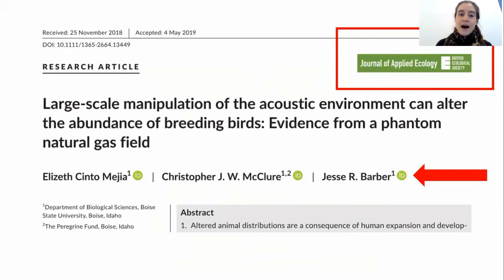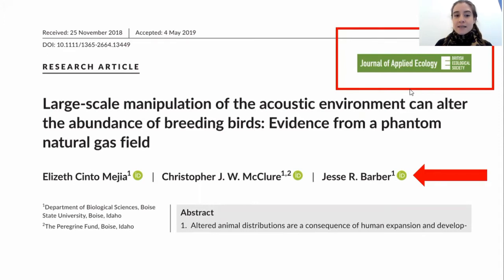Now, once I had all of this, usually the next step is to write it, not just for your thesis, but also to write it in a scientific journal. This is the first paper that I got to publish as a student. And you can see on the top right, there's a red box. It says Journal of Applied Ecology. This is the journal where I published, and this is one journal of many, many journals that you can pick to publish your data.